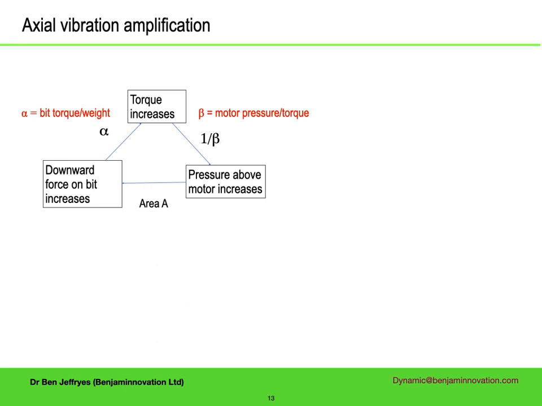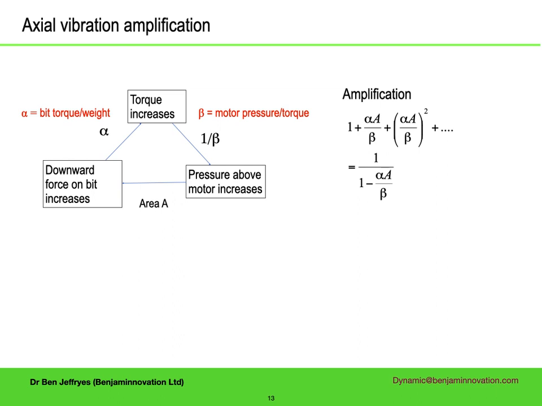We can quantify this using the coefficients that link the motor pressure drop with the torque, the area of the fluid above the motor, and the proportionality between bit torque and weight. And because of the feedback, it's a geometric series, which means that if alpha A over beta is close to 1, then there can be huge amplification.